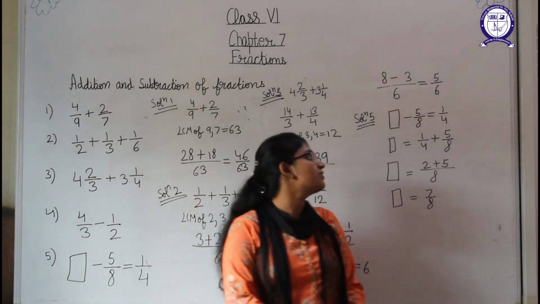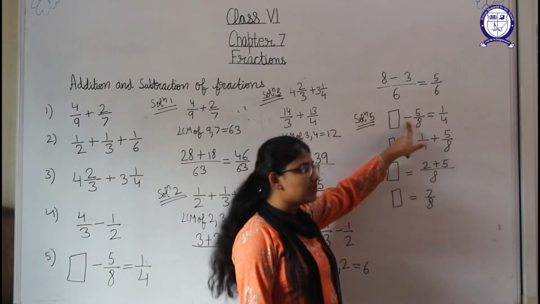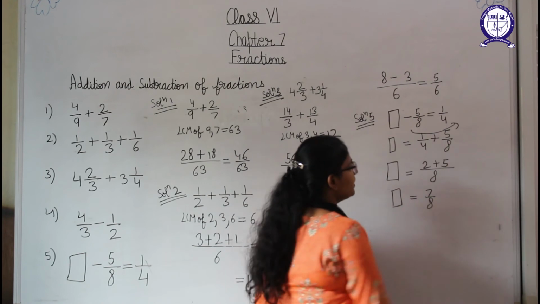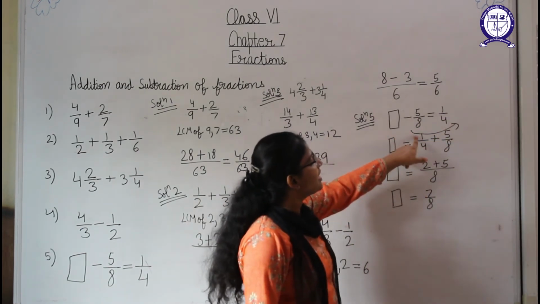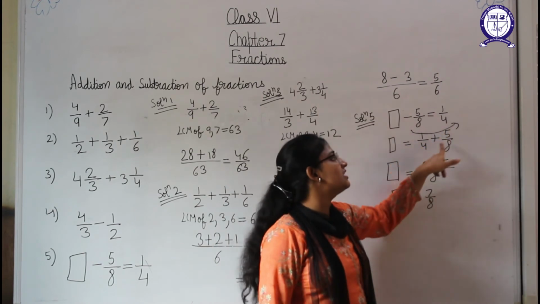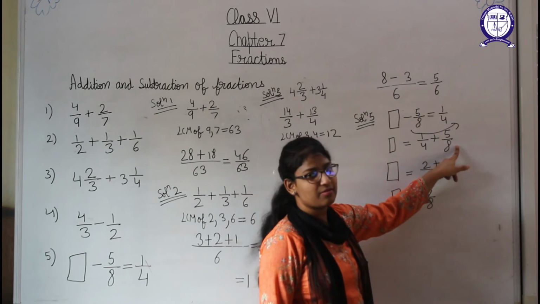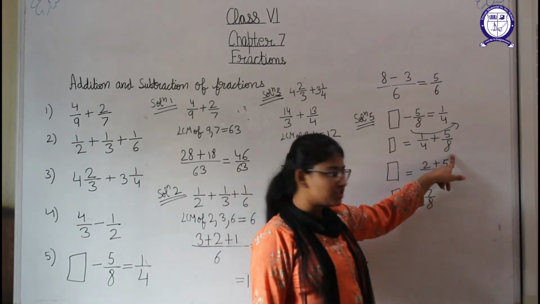So students, this is very simple. What we will do here, my 5 by 8 is being subtracted. If we take it to that side, then it will be added to 1 by 4. So when we are taking 5 by 8 to that side, it is plus 5 by 8. From minus 5 by 8, it is changing to plus 5 by 8. So simply we will add both these fractions.